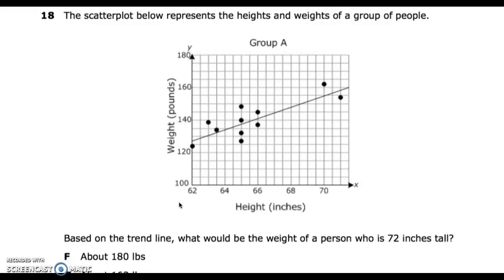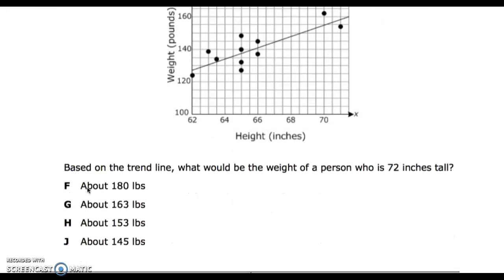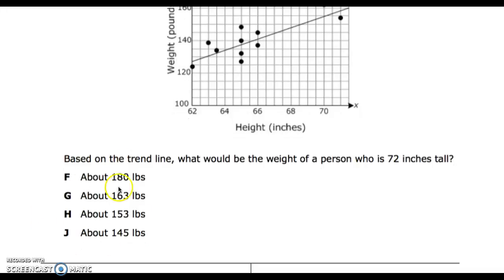Number 18. The scatter plot below represents the heights and weights of a group of people. So here's the weight in pounds, and here's inches tall. Based on the trend line here, what would be the weight of a person who is 72 inches tall? And there's your about weights.